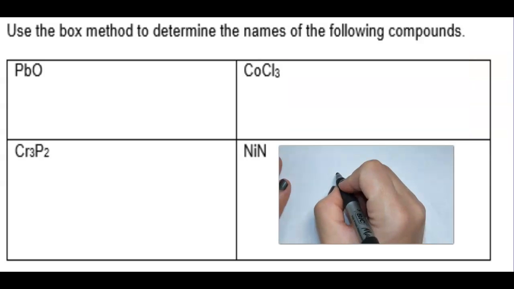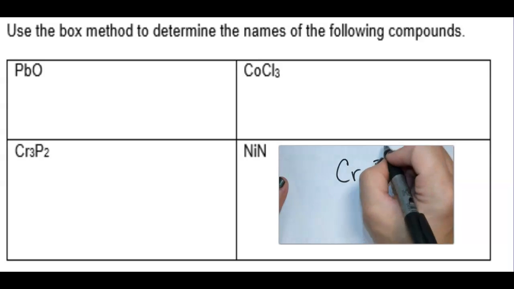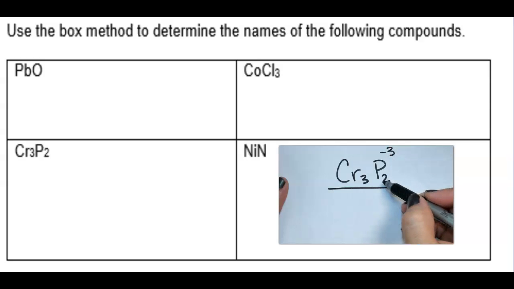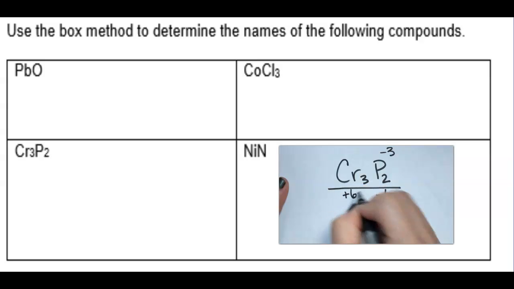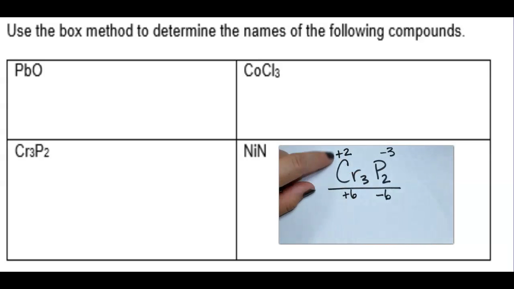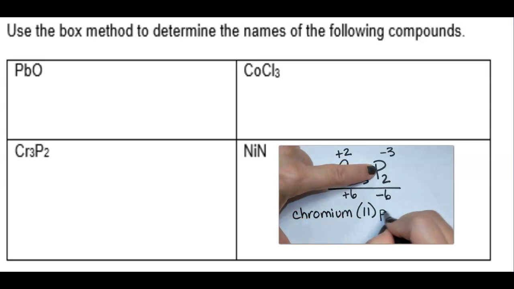This one will be more challenging. Cr3P2, and what we know is the phosphide has an overall -3 charge. -3 times 2 is -6 overall, so I need a +6 overall. 6 divided by 3 equals 2, so that means the chromium has a +2 charge overall, which makes this chromium, Roman numeral 2, and then phosphide.